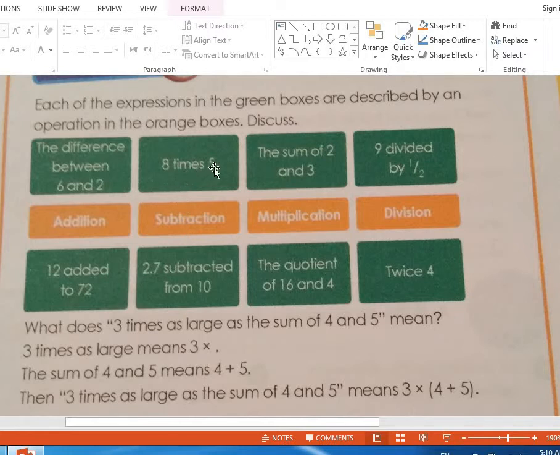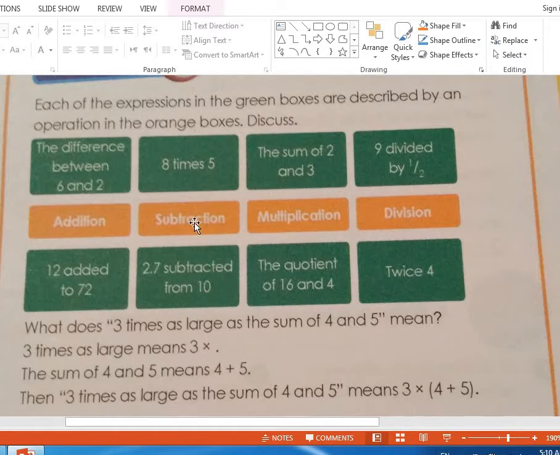8 times 5. Times here means multiplication. The sum of 2 and 3. Sum means, yes, Lamar, addition. 9 divided by half, divided, division. Bravo. 12 added to 72. Added means addition. 2.7 subtracted from 10.